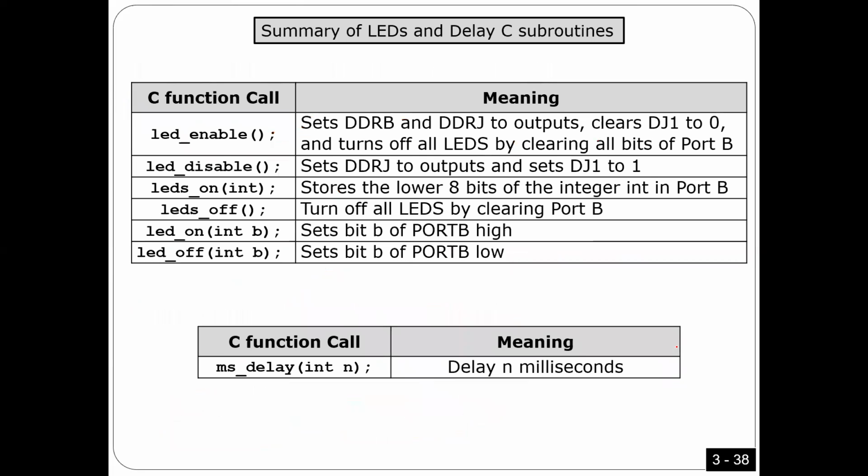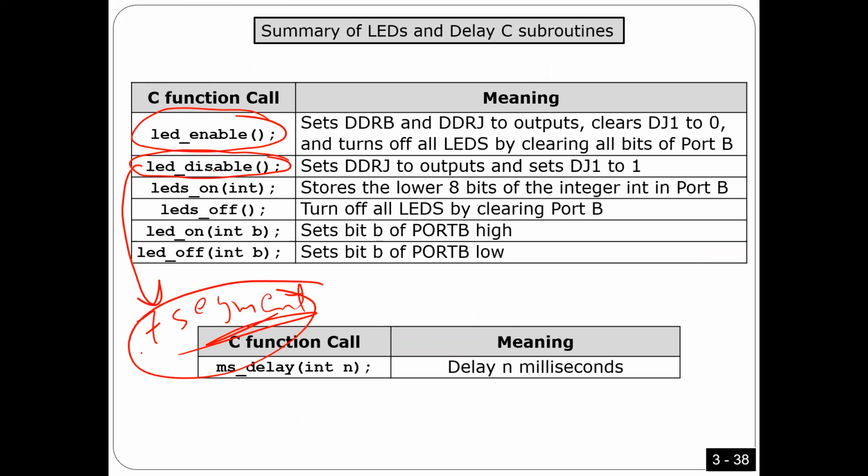Okay. Here I just summarize the functions I had. So I told you LED enable. This one should be used if you wanna use the LEDs. We have LED disable. You have to use this one when I explain how to use the 7 segment. You know why? Because when I use the 7 segment, I have to disable LEDs. Is that okay? So I have to use this one later.